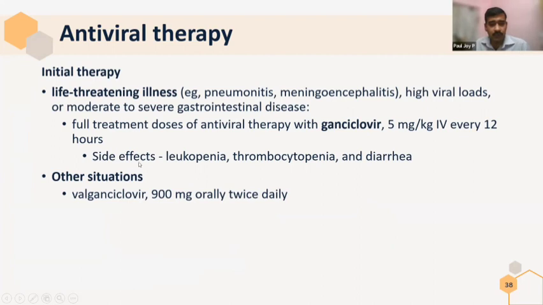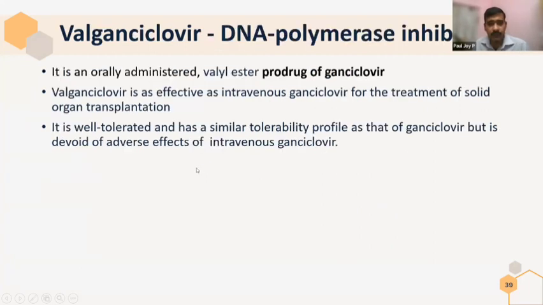In other situations, valganciclovir can be used, 900 milligram orally twice daily. Valganciclovir is an orally administered prodrug of ganciclovir. It is as effective as IV ganciclovir if GI absorption is not compromised, and it is well tolerated.